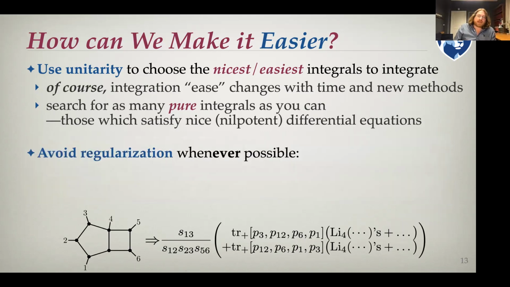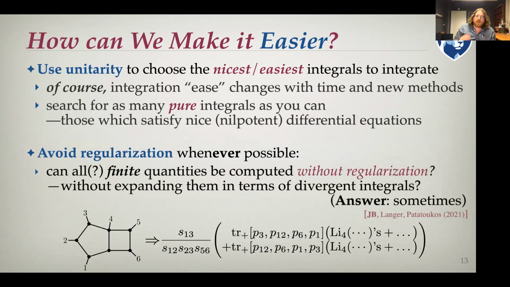Another thing is to avoid regularization whenever possible. So, for example, is it really necessary for us to expand observables in terms of divergent crap? Can you talk about observables directly in terms of integrands that do not need to be regulated? And the answer is sometimes. And the list of things that we're able to do this way is growing with time. But this is a big open area of research.